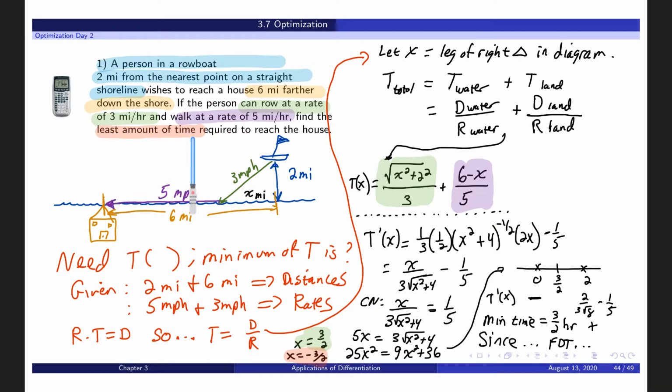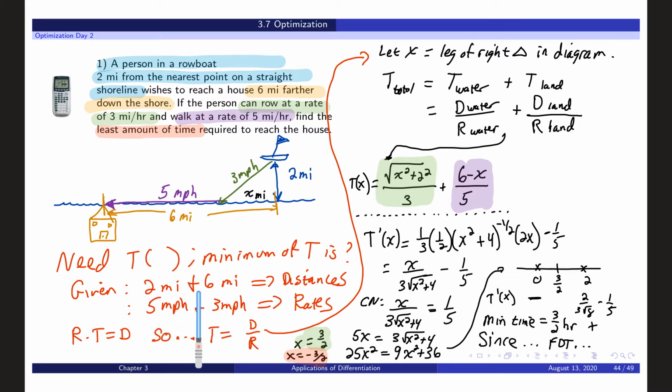Find the least amount of time. So the optimization means maxes and mins. We need to find a function for time and then find the minimum. So now that I have this diagram drawn up, the question is, where am I going to have the boat hit the shore so that we can maximize the speed that we're traveling or minimize the amount of time it takes us to get there? So a summary of stuff, we need a T function for time. We want to minimize it.